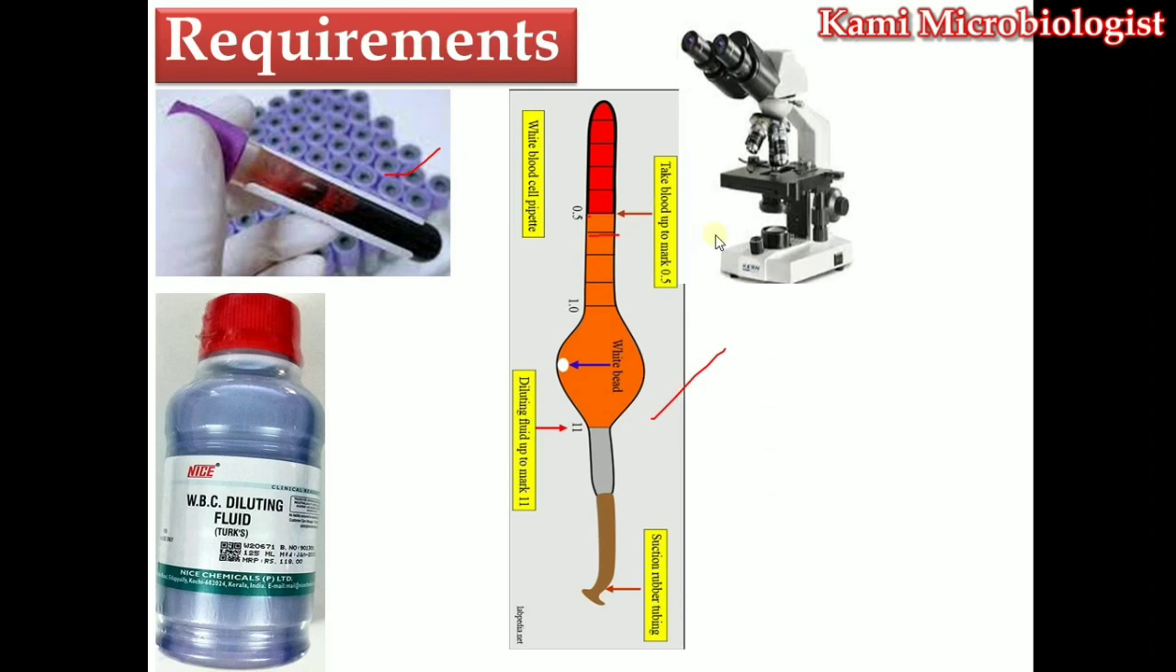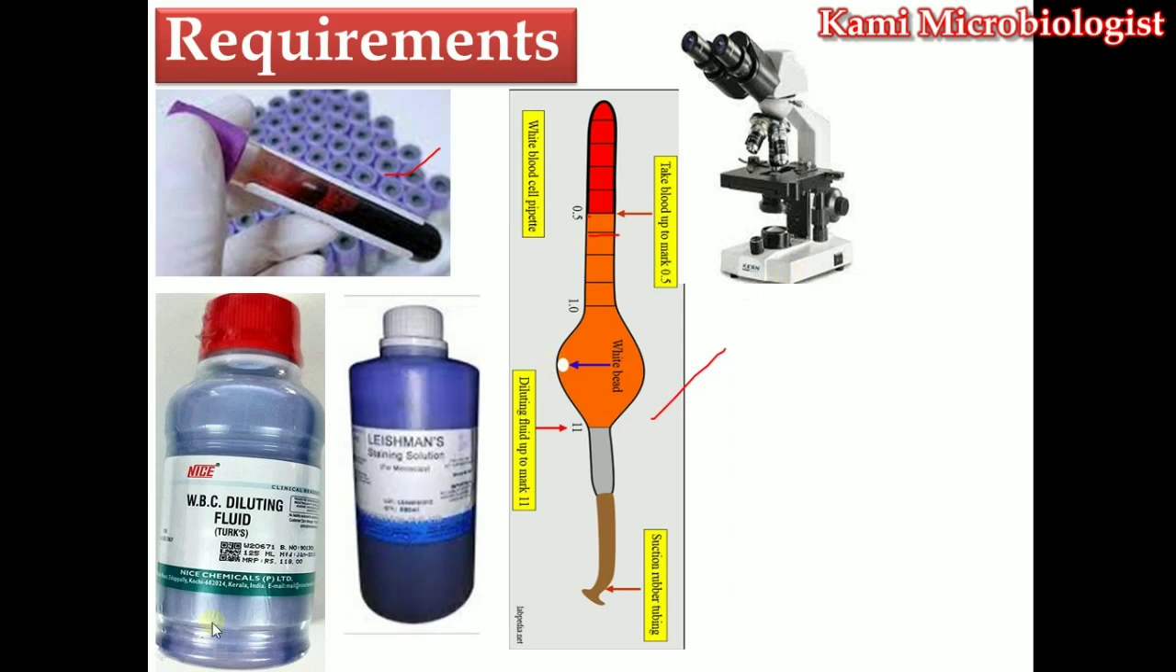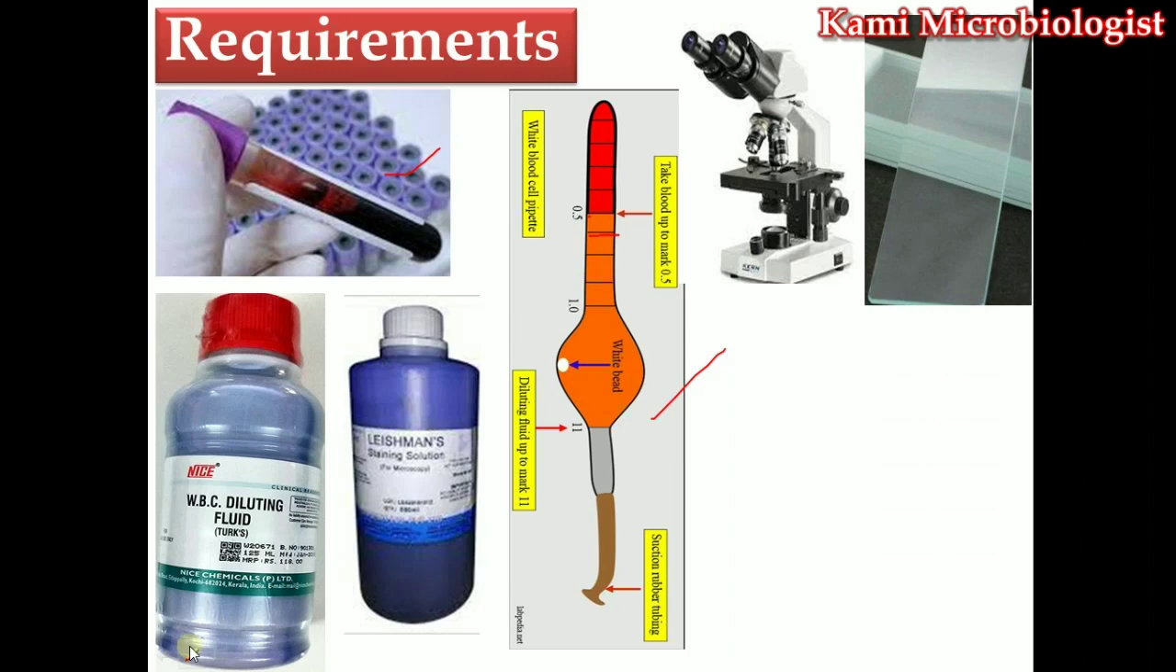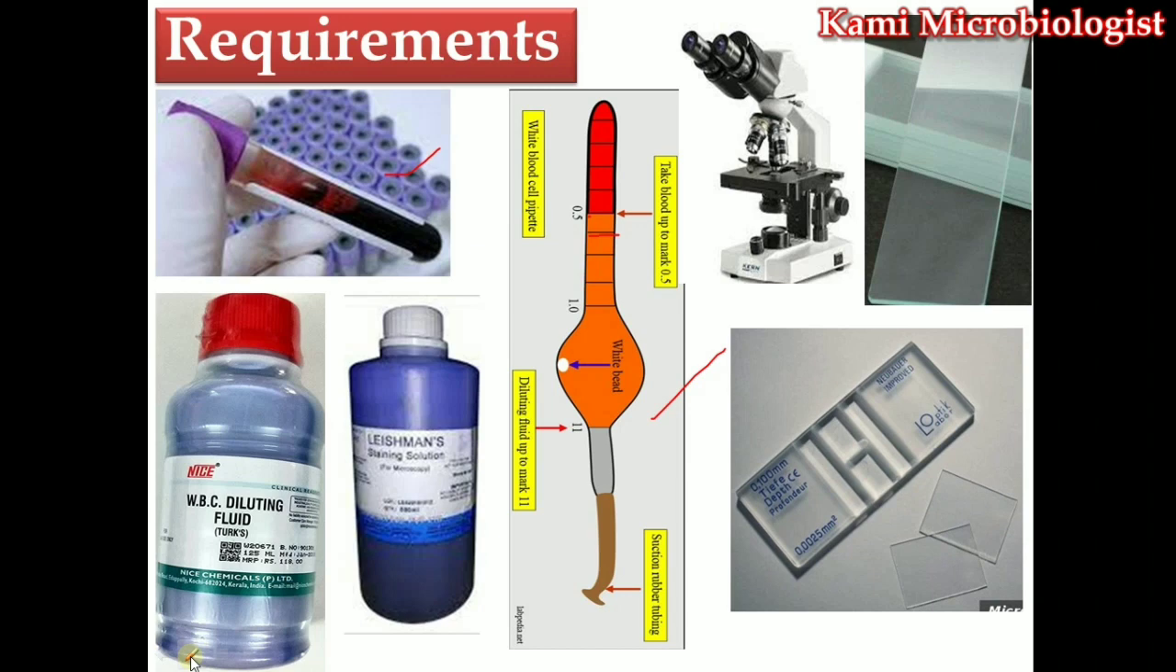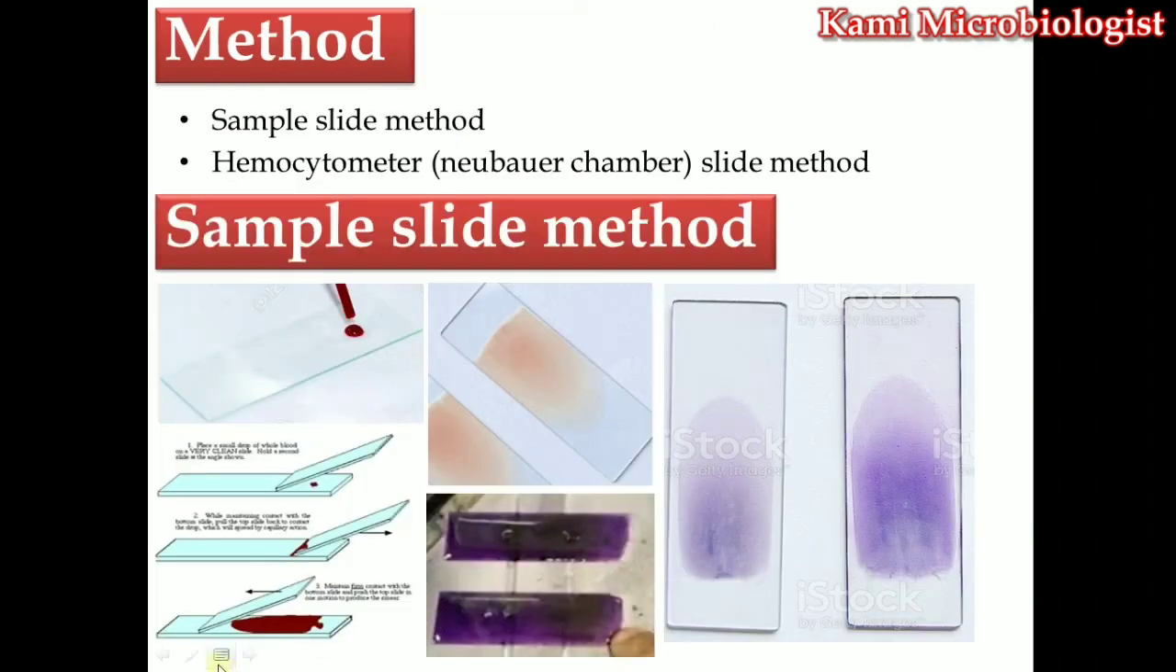Then we need a microscope, mostly a light microscope. We need a stain, which we call Leishman stain. Next we need slides, as you can see, and we also need a hemocytometer slide, or we can say Neubauer chamber. Now how many methods do we have to do the TLC? We have two methods. First is the simple slide method, and next is the hemocytometer or Neubauer chamber slide method.